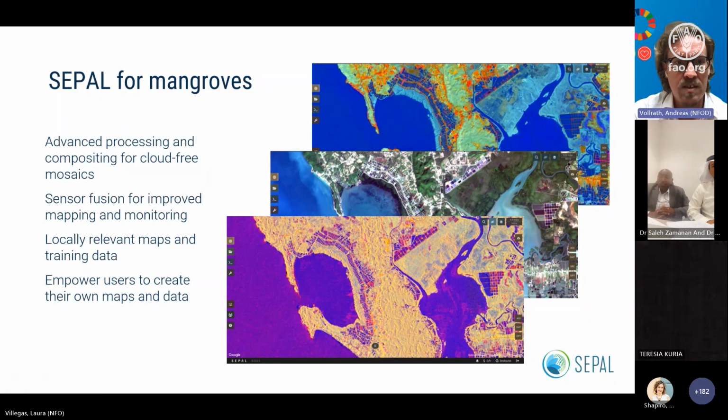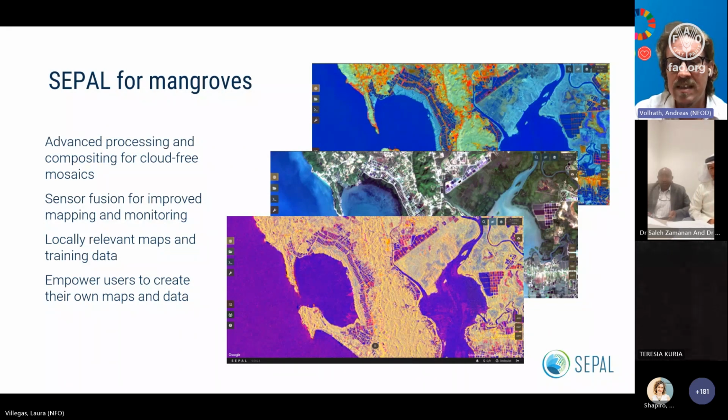CPOL for mangroves. We do provide advanced functionalities to process the data. The first thing that usually you have to do is to composite cloud-free mosaics or to get radar mosaics over a larger extent, especially if you look into national mapping campaigns. You can easily combine different sensors, which is a huge benefit for mapping and monitoring mangroves.